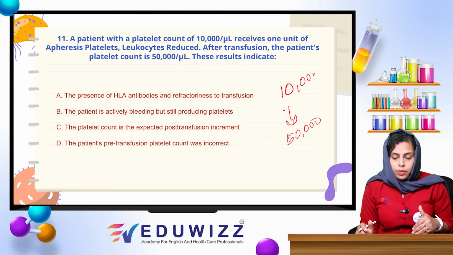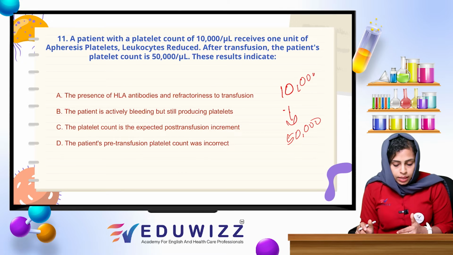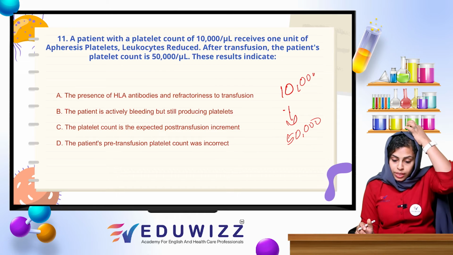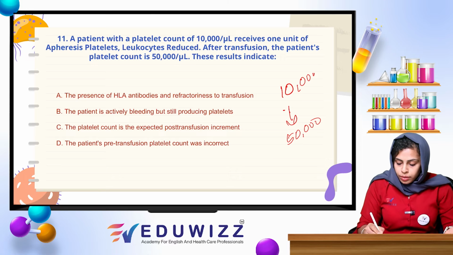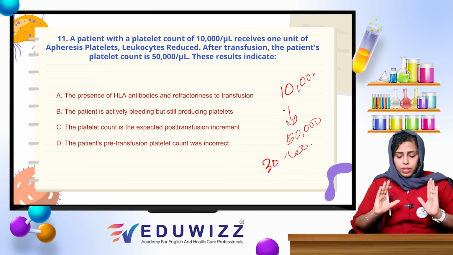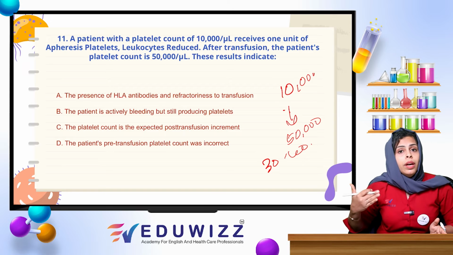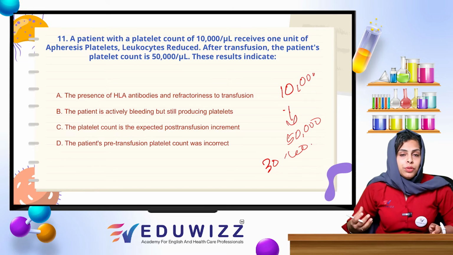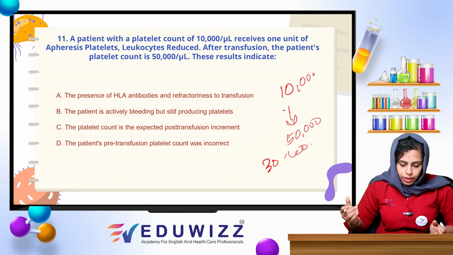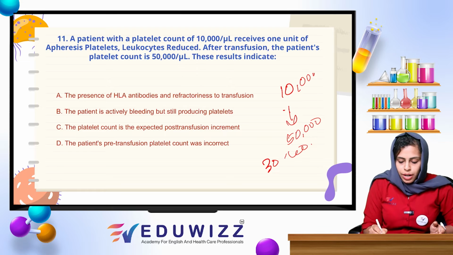The patient is actively bleeding but still producing platelets. The platelet count is the expected post-transfusion increment. The patient's pre-transfusion platelet count was incorrect. So here you can see an increase in the platelet count of about 30 to 40,000. When we transfuse a platelet apheresis product, there is an increase of 30 to 40,000 platelets. So the answer is the platelet count is the expected post-transfusion increment.